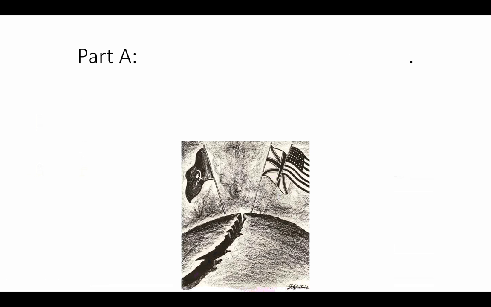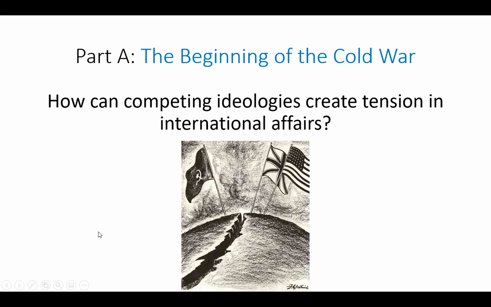All right, so as you can tell in your partial notes, this lesson is split into 3 parts. Part A is all about the beginning of the Cold War, how it started in the first place. The question for this section is going to be, how can competing ideologies create tension in international affairs? We've learned about different ideologies. In this lesson, we see how the different ideologies of liberalism and communism came into conflict with each other and how that impacted international affairs.